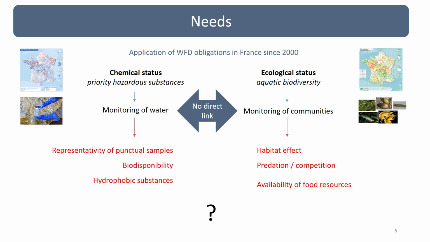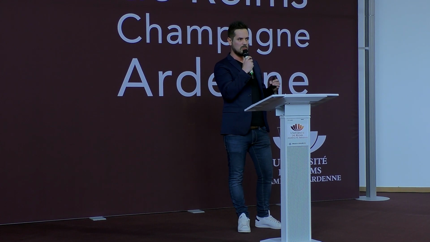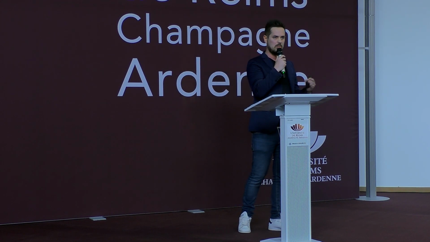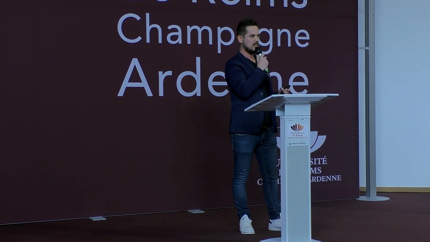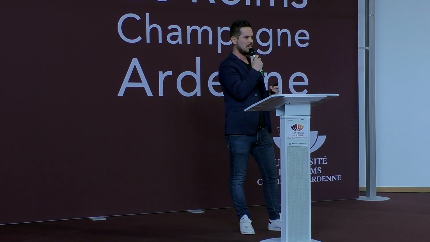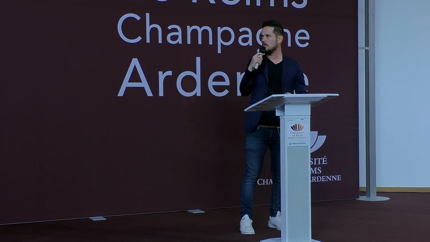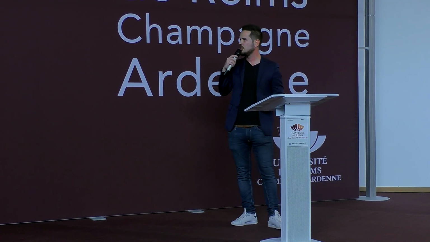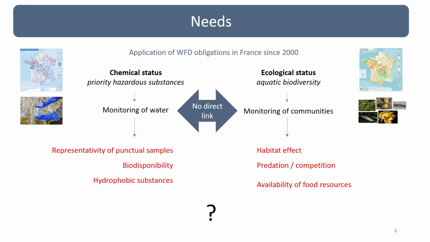Third, what do we do for hydrophobic substances? Because some substances, like perfluorinated compounds, accumulate preferentially in biota rather than in water. So it's another problem. On the other hand, for ecological status, there are some confounding factors which may explain an impact on biodiversity other than chemical pressure. You can have, for example, habitat effect, predation, competition between species, and availability of food resources.